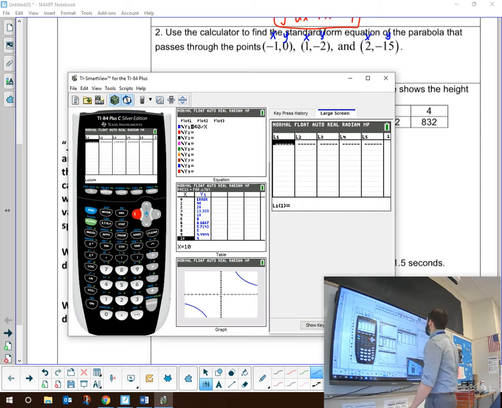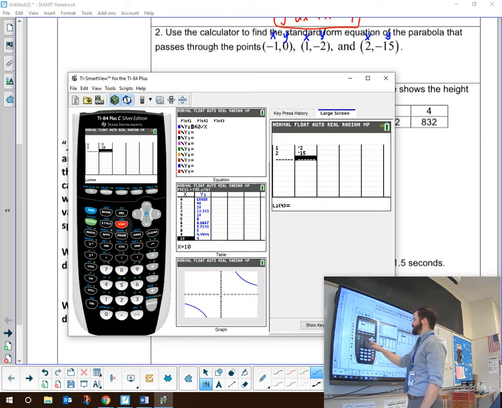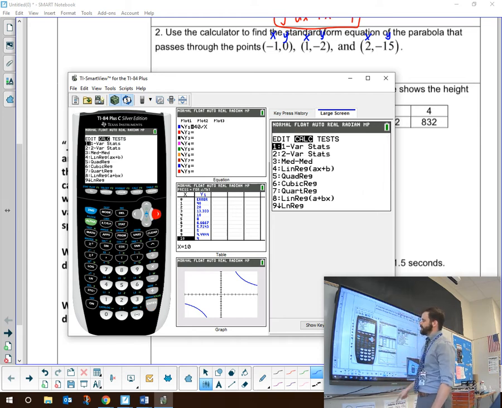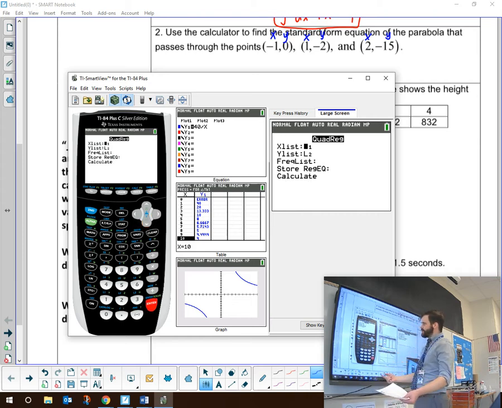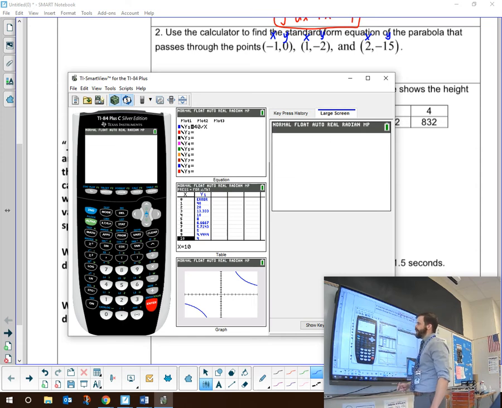For list 1, my x's are going to be -1, 1, and 2. My y's are going to be 0, -2, and -15. We go back to Stat, go over 1 to Calculate, go down to number 5, Quadratic Regression, hit Enter. X list is list 1, Y list is list 2, hit Enter, Enter, Enter, and hit Enter for Calculate.